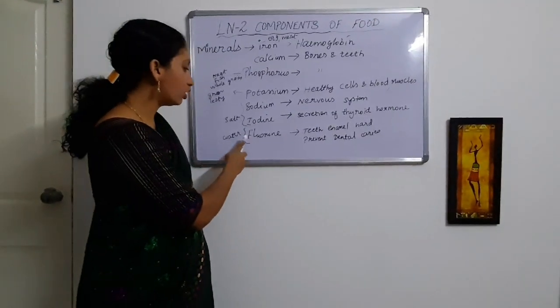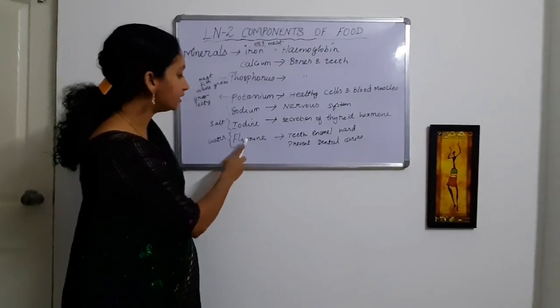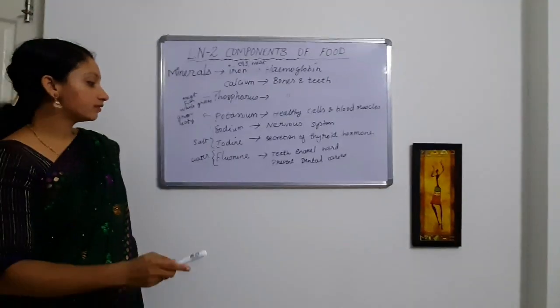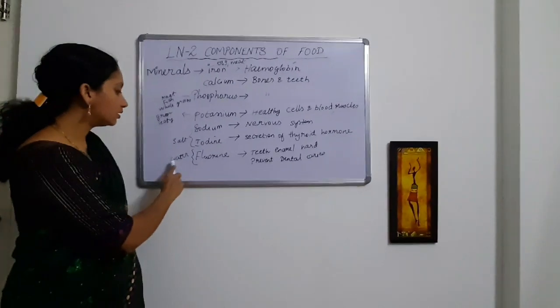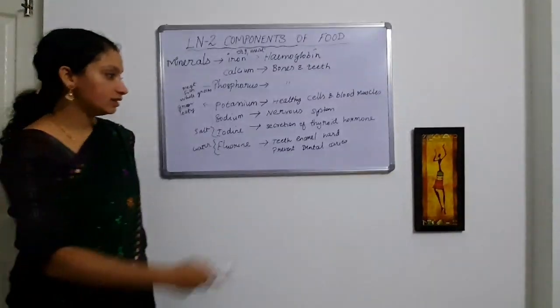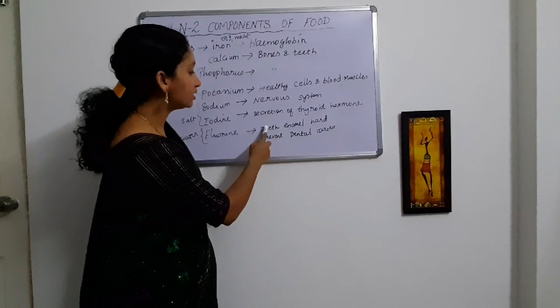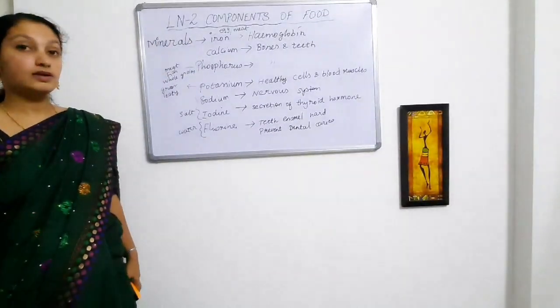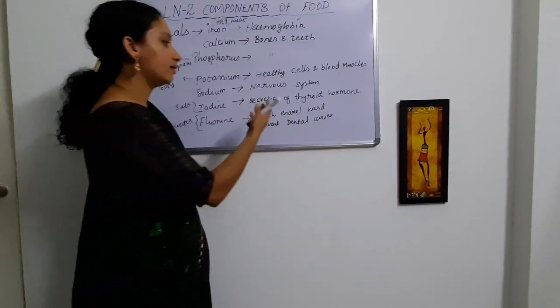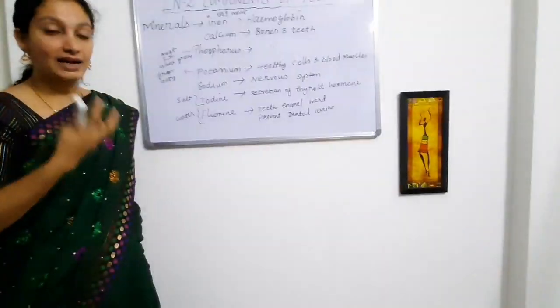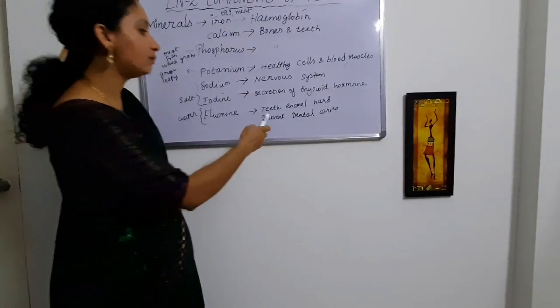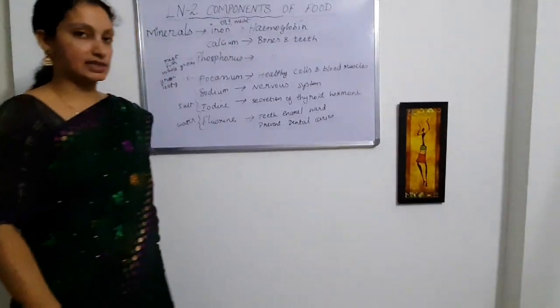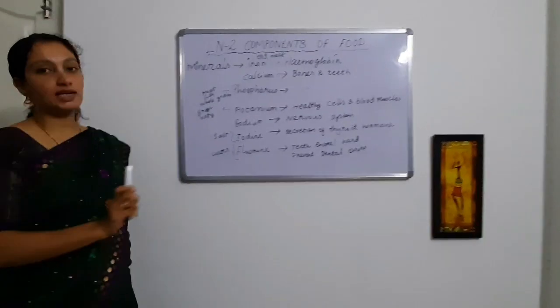The next one is the mineral called fluorine, which is present in water. From water we are getting this fluorine. What is the function of this? It makes your teeth enamel hard and prevents dental caries. So this is about all the minerals.